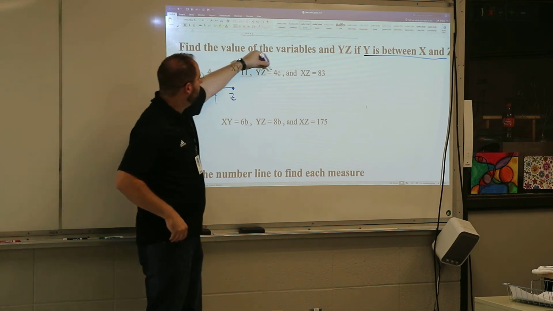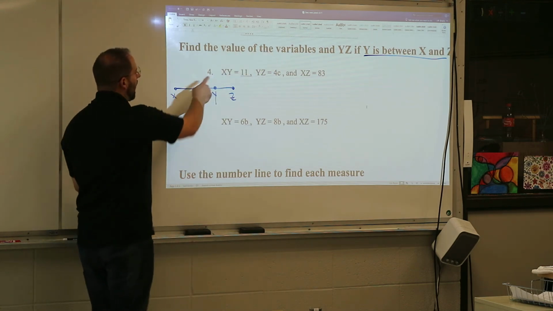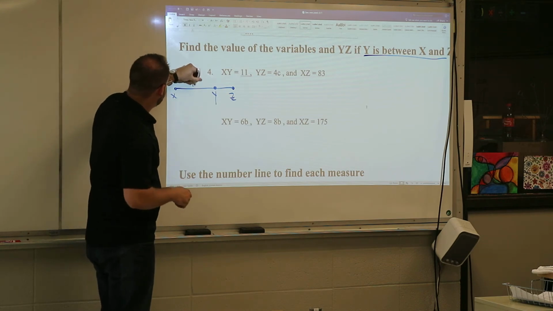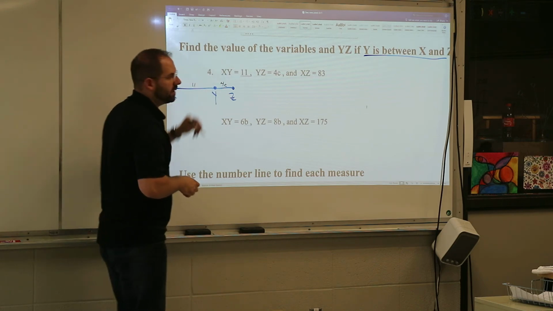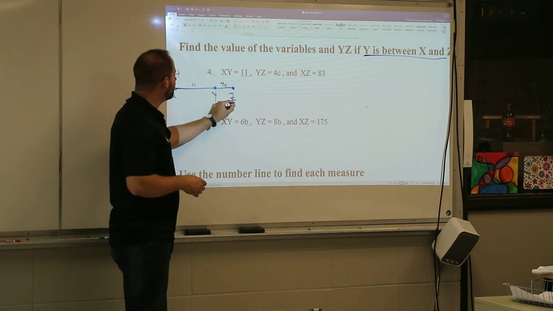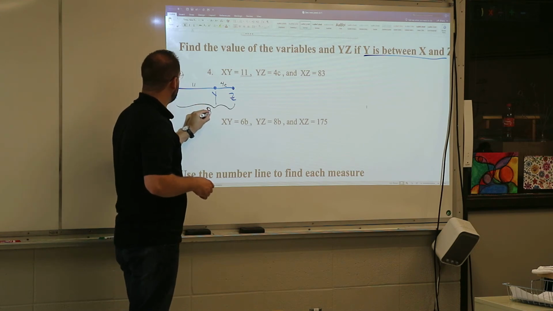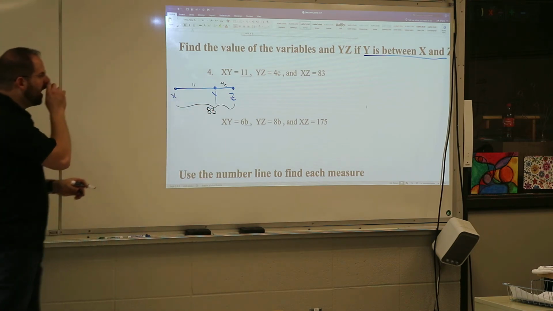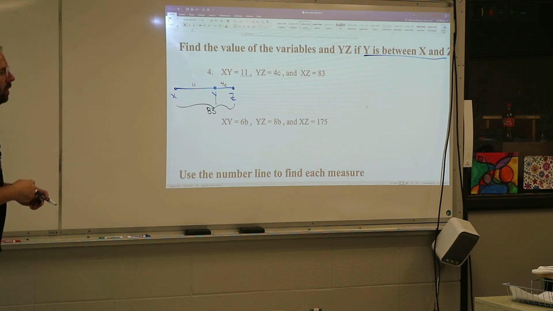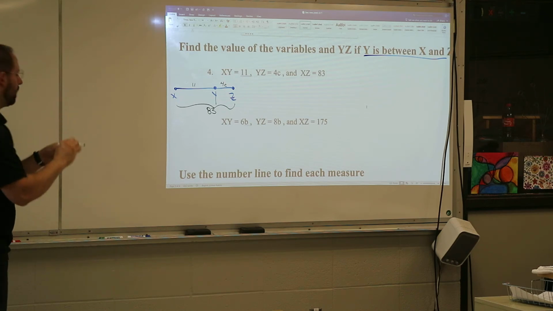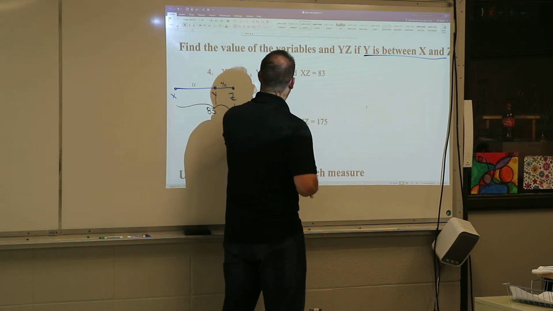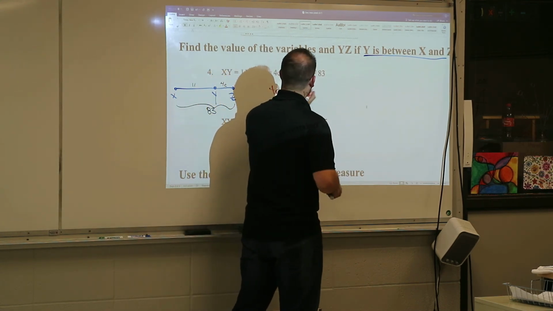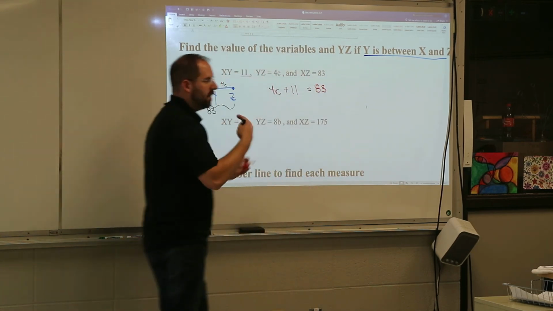Now for the top one, I'm going to plug these values on that picture. So xy is 11, that goes there. That stick is 11 in length. YZ is 4c, so that one's 4c. And the whole thing, x to z, is 83. Now, what are the 2 small pieces of the picture? The 4c and the 11. Those are the parts you're going to add together. That's why I always label the picture, so you know which 2 are the small parts. The 4c and the 11, I don't care the order you put those, you add those together, and that will equal the big piece. And then you just solve.